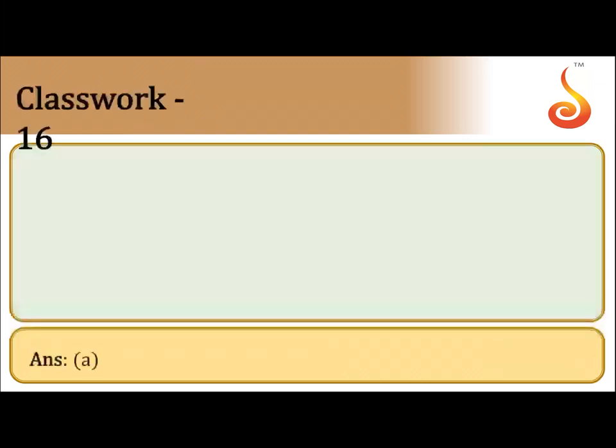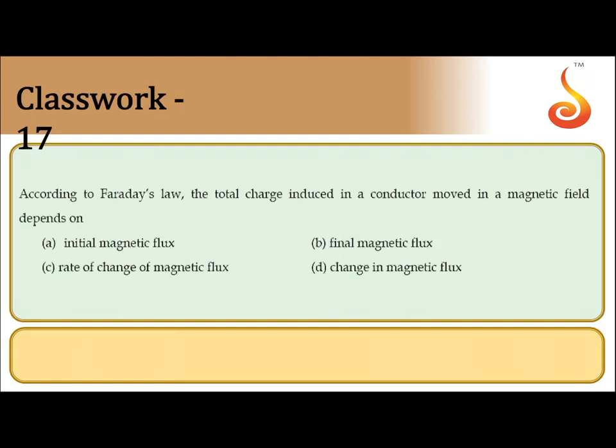We shall move on to next one. According to Faraday's law, the total charge induced in the conductor moved in a magnetic field depends on initial magnetic flux, final magnetic flux, rate of change of magnetic flux, change in magnetic flux. See, they are asking for total charge, not the induced EMF. So, induced charge is proportional to change in magnetic flux, not the rate of change. EMF depends on the rate of change of magnetic flux, but total charge induced depends on change in magnetic flux.